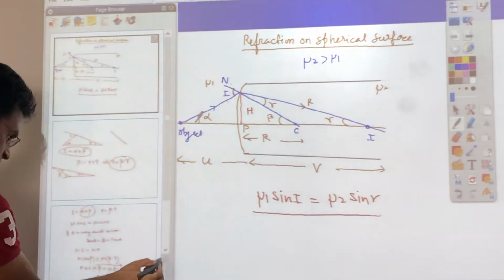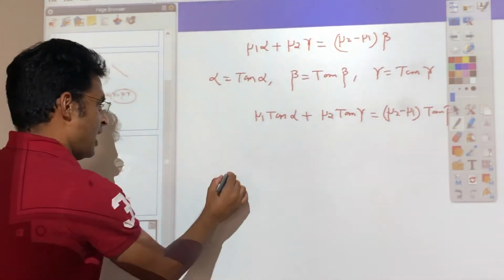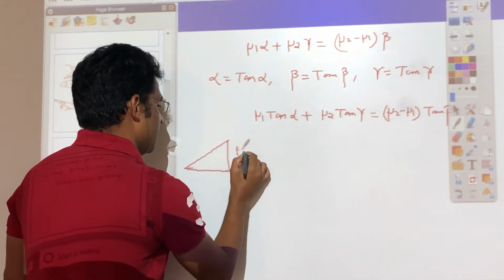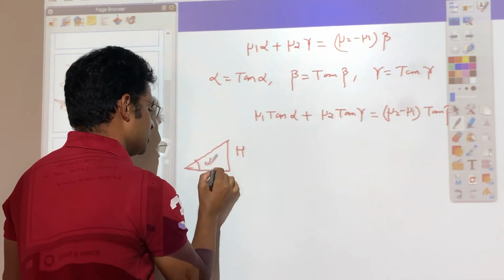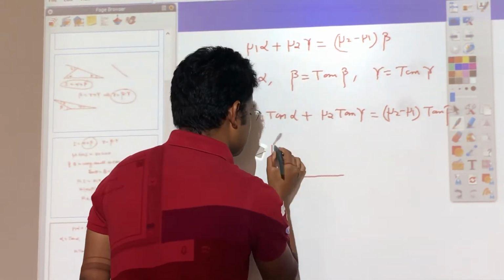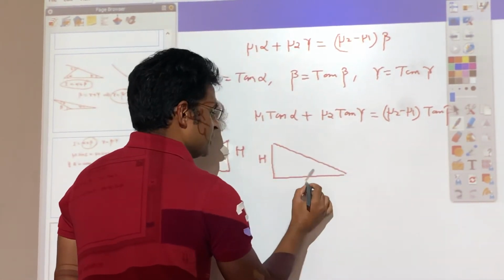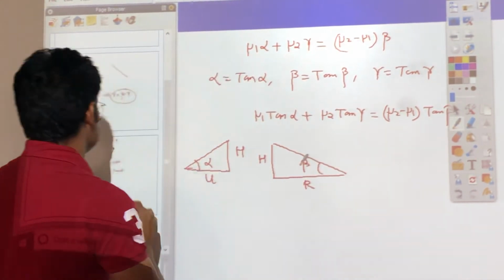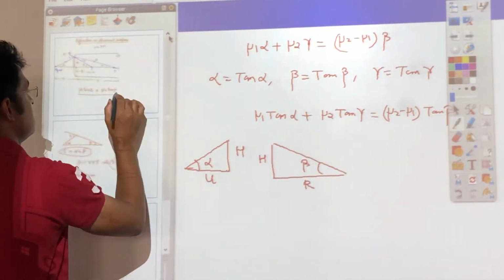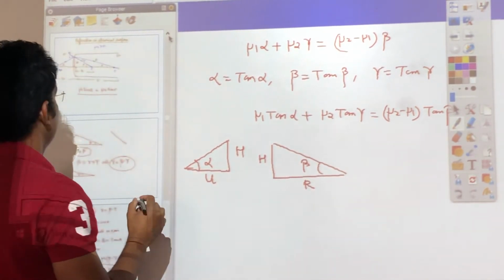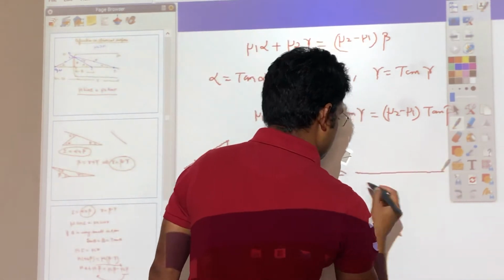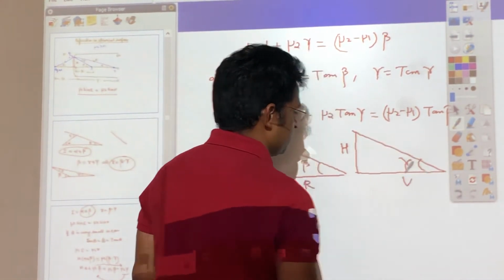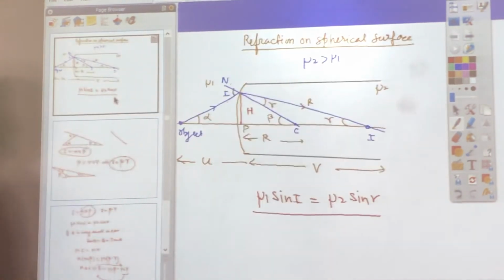So I am talking about this smaller triangle. Okay, I'll make a better diagram for this one. Actually, I am talking about these three triangles. In the first, this is h, this one is u, this is alpha. This one is h, this one is r, this one is beta. And this one is h, this one is v, this one is gamma. These three triangles you can see from here.